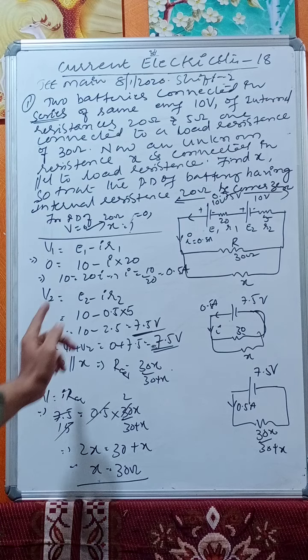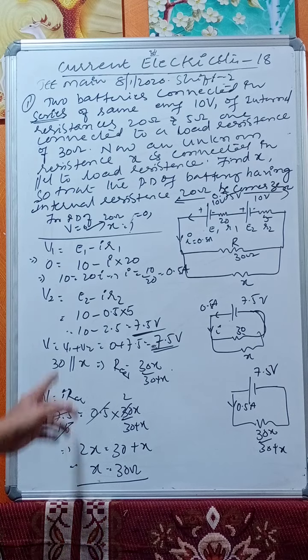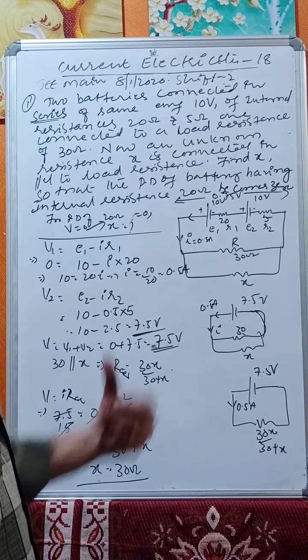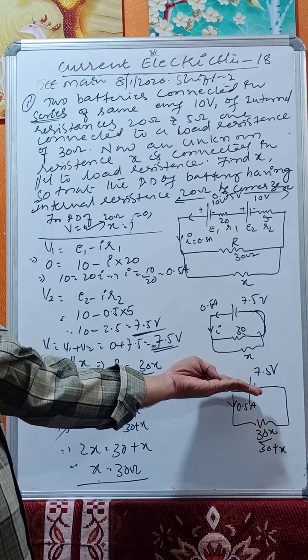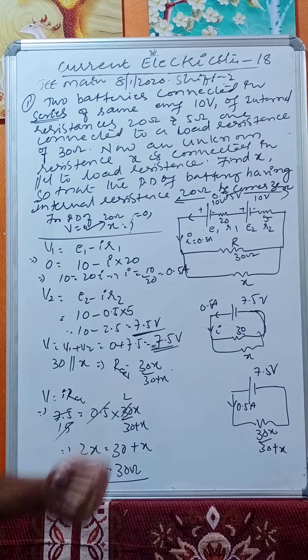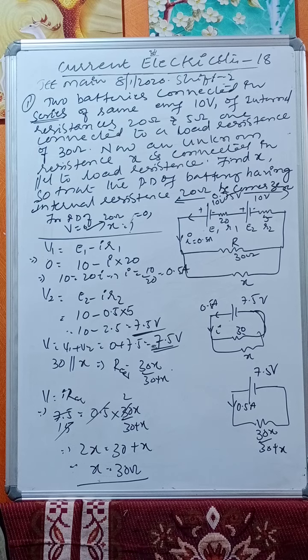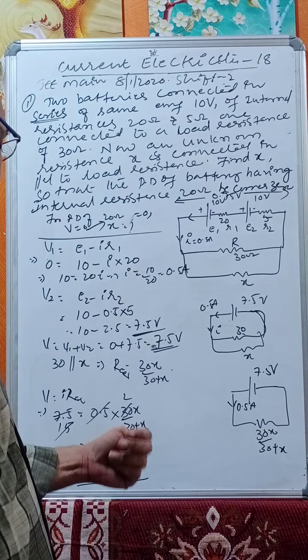Now, V2 is equal to E2 minus IR2. That becomes 10 minus 0.5 into 5, 10 minus 2.5, that is 7.5. Now, what is the total potential across these terminals? Net potential is 0 plus 7.5, that is 7.5. Now, what is the resistance in parallel? 30X by 30 plus X. Now, V is equal to I into R equivalent. Put V equal to 7.5, I equal to 0.5, R equivalent equal to 30X by 30 plus X. Putting the values, we get X is equal to 30.